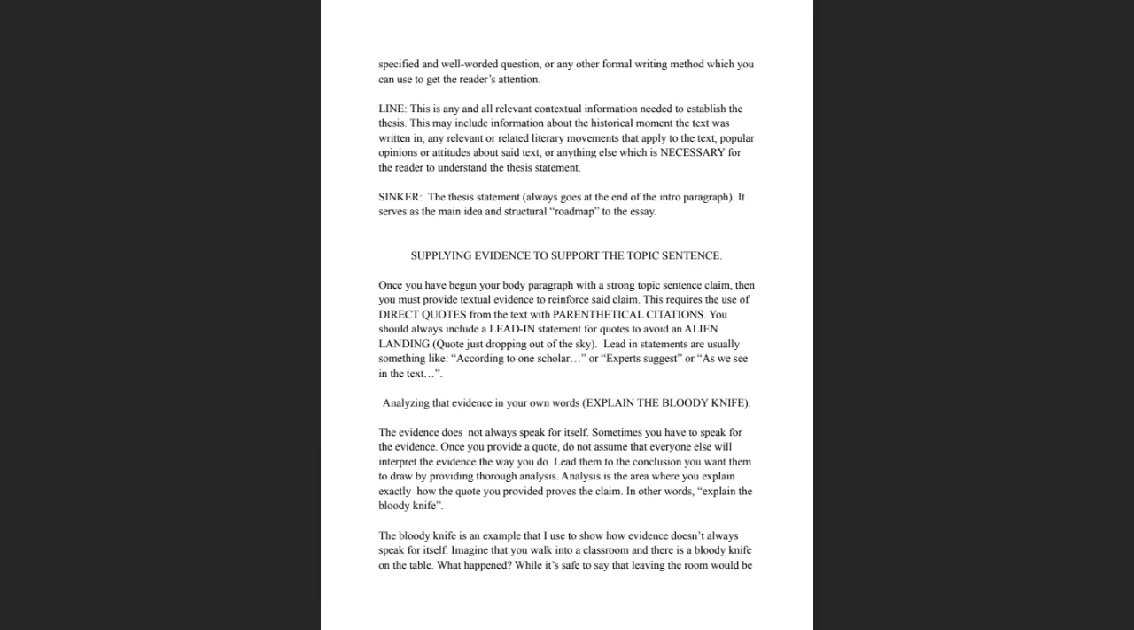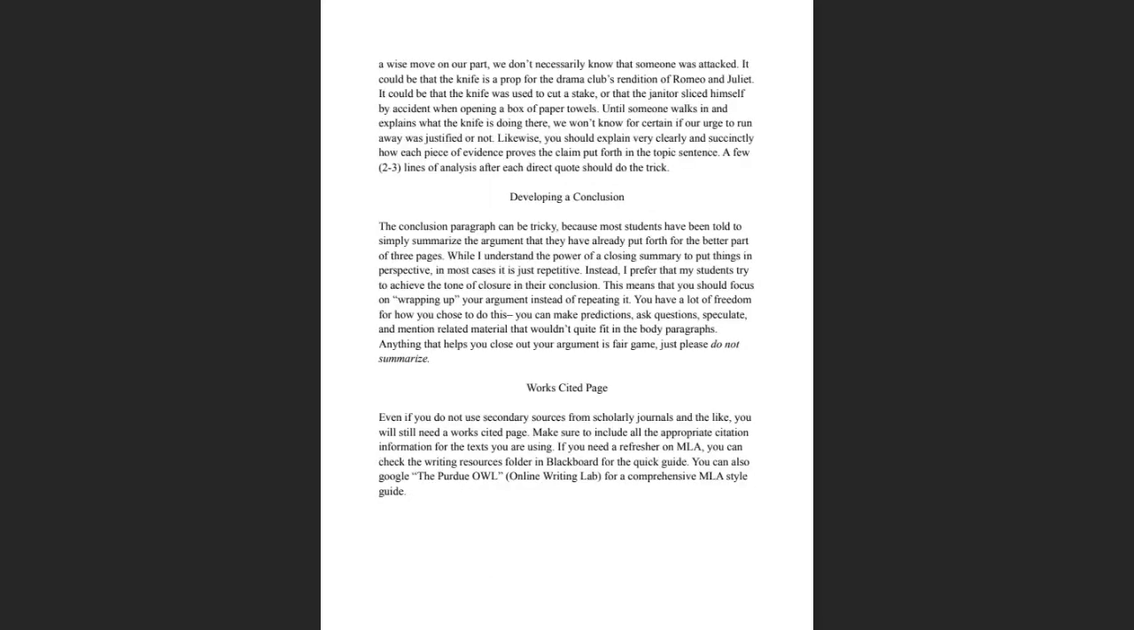Imagine that you walk into a classroom and there is a bloody knife on the table. What happened? While it's safe to say that leaving the room would be a wise move on our part, we don't necessarily know that someone was attacked. It could just be that the knife is a prop for the drama club's rendition of Romeo and Juliet. It could be that the knife was used to cut a misspelled steak there. It's a steak, it's supposed to be S-T-E-A-K. Sorry, it's a bit early. Or the janitor sliced himself by accident when opening a box of paper towels. Until someone walks in and explains what the knife is doing there, we won't know for certain if our urge to run away was justified or not.